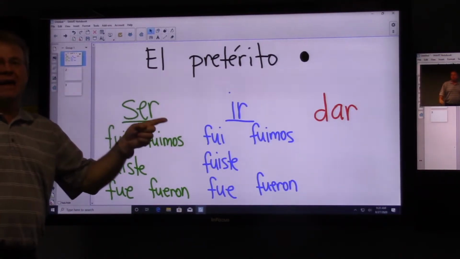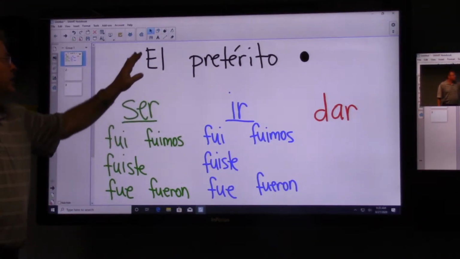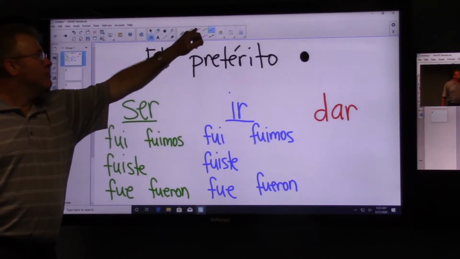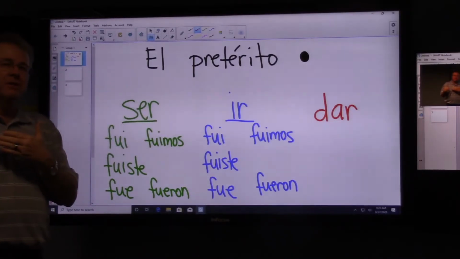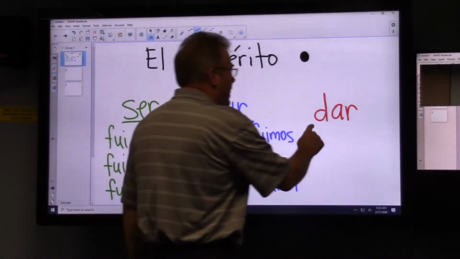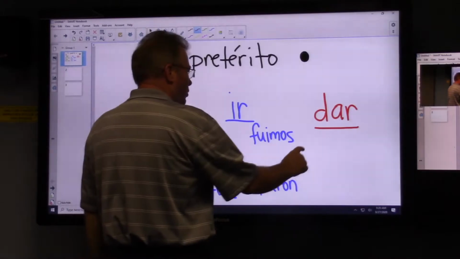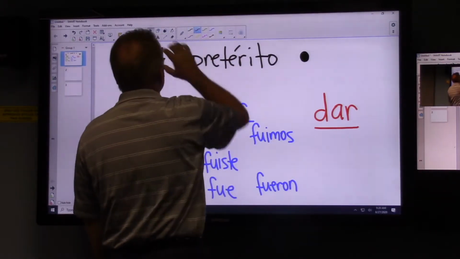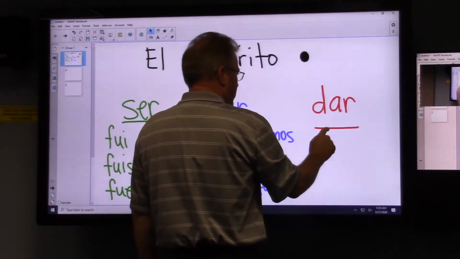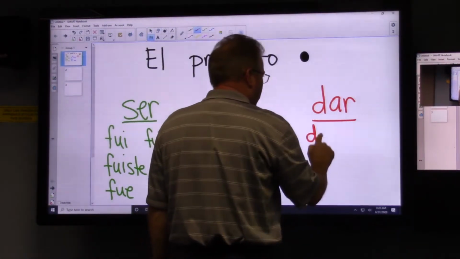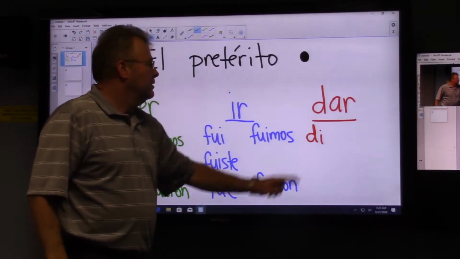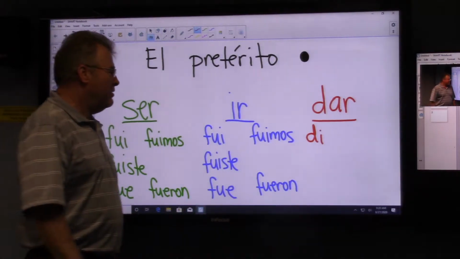But let's take a look at our last verb, the verb dar, conjugated in the preterite tense. Remember, the verb dar means to give. Now we're talking about having given, or gave, in the past tense. ¿Cómo se dice I gave en español? Yo what? So I'm going to scoot this up just a little bit so we can read it a little easier in line with everything else. I gave. Yo what? Di. Yo di.